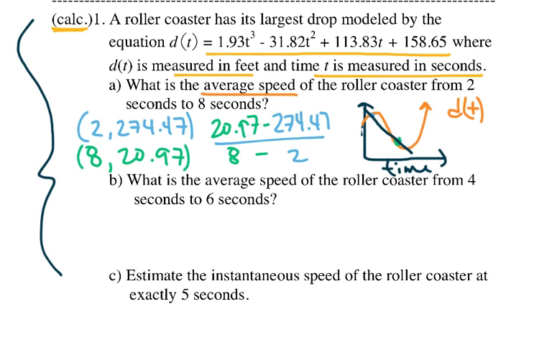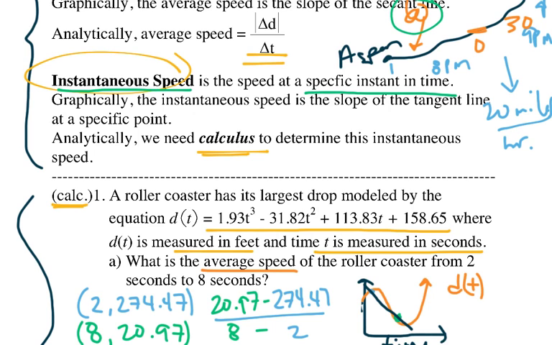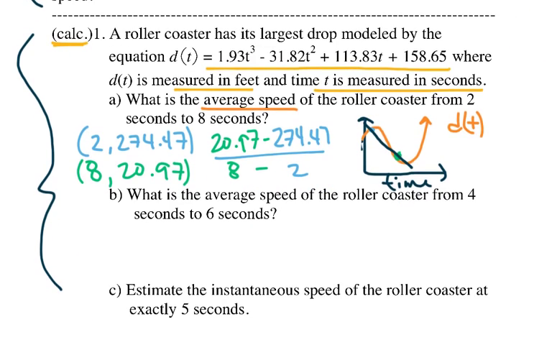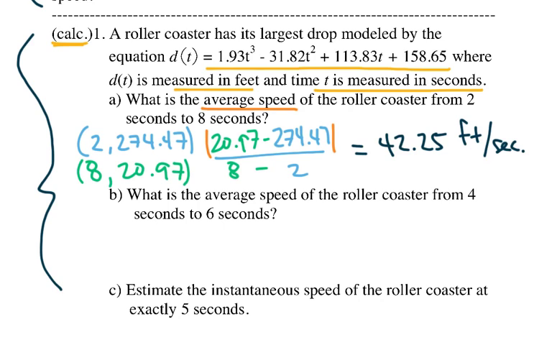Now, you can see that's going to give us a negative number on the top, and that's why these absolute value bars are so important. I'm going to make sure to remember this is average speed. I need to use the absolute value bars and plug that equation into your calculator, and you should get 42.25 feet per second. So your average speed as you do that drop is 42.25 feet per second.